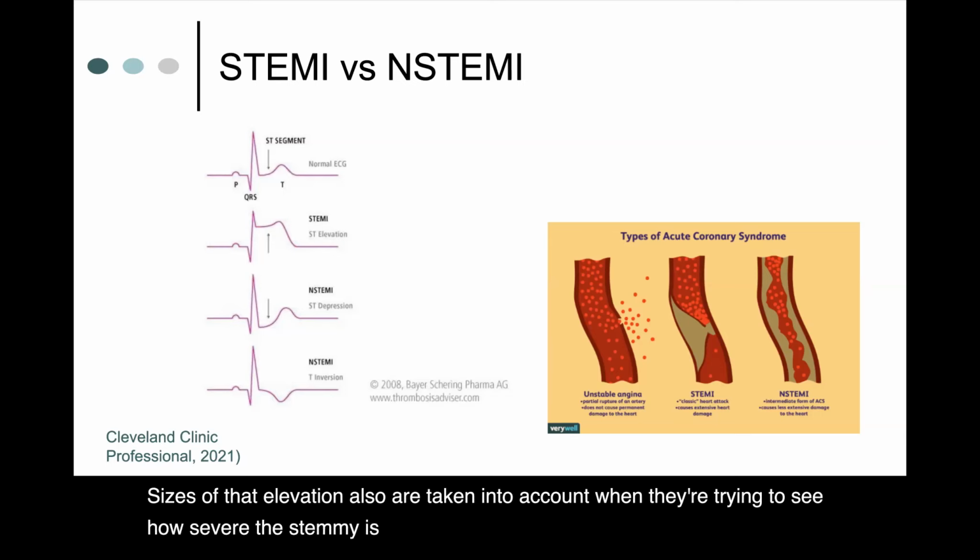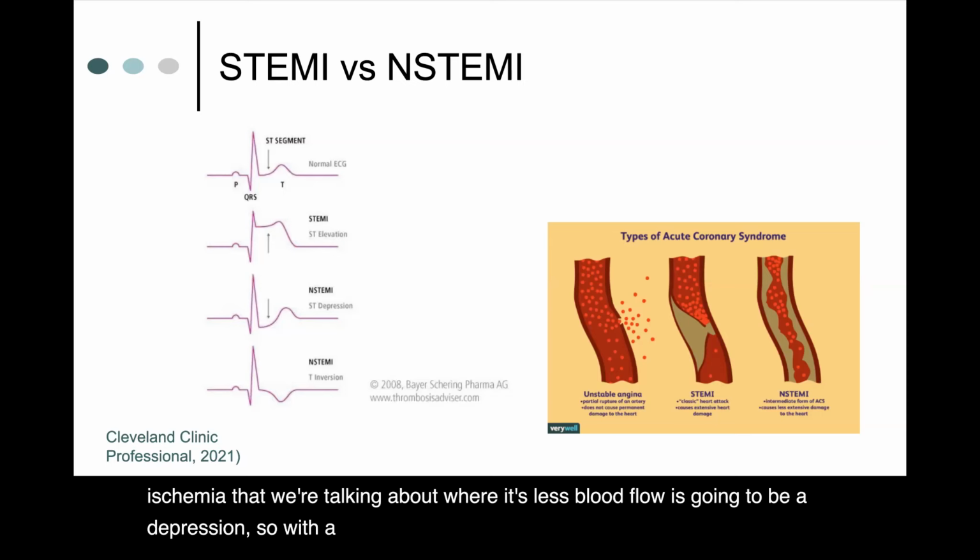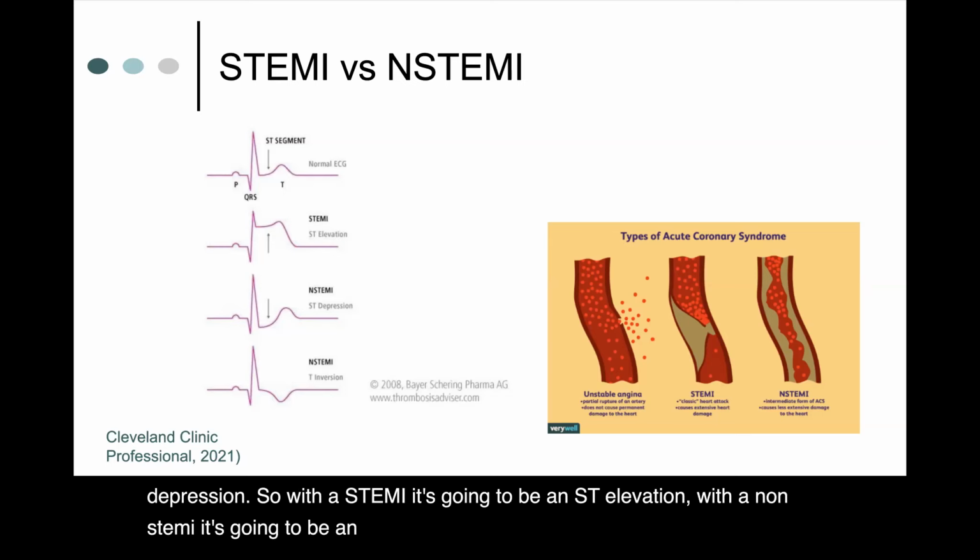So a non-STEMI though, which is kind of that ischemia that we're talking about where it's less blood flow, is going to be a depression. So with a STEMI, it's going to be an ST elevation. With a non-STEMI, it's going to be an ST depression, or a T inversion can also be seen with that one as well.